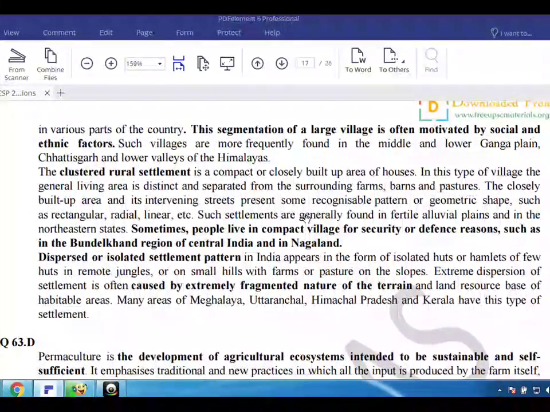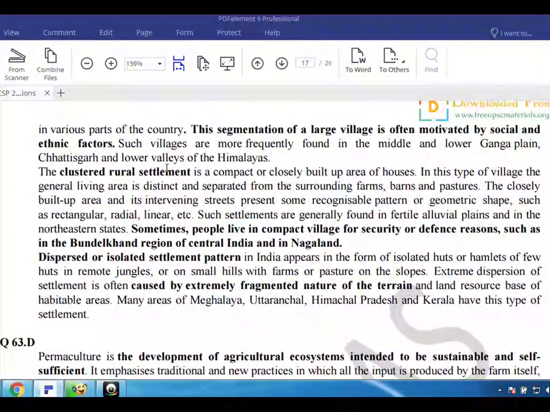The clustered rural settlement is a compact or closely built-up area of houses. In this type of village, the general living area is distinct and separated from the surrounding farms, barns and pastures. The closely built-up area and its intervening streets present some recognizable pattern or geometric shape, such as rectangular, radial, linear, etc. Such settlements are generally found in fertile alluvial plains and in the northeastern states.